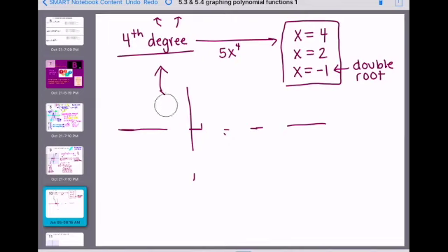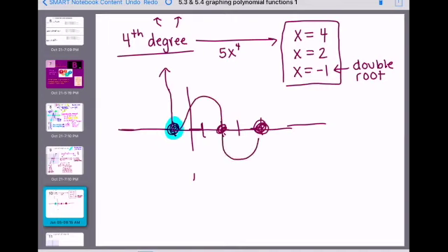When you have a double root, something a little bit funky happens. Negative 1, 2, and 4. When you have a double root, the graph doesn't actually cross the x-axis. Instead, the graph touches it and then bounces back. And that's how you end up going up, up. So I have 3 x-intercepts, and at the double root, you just touch it and then curve. You never actually cross. Okay, so that's going to happen on one of the homework problems tonight. So just keep an eye out for that.